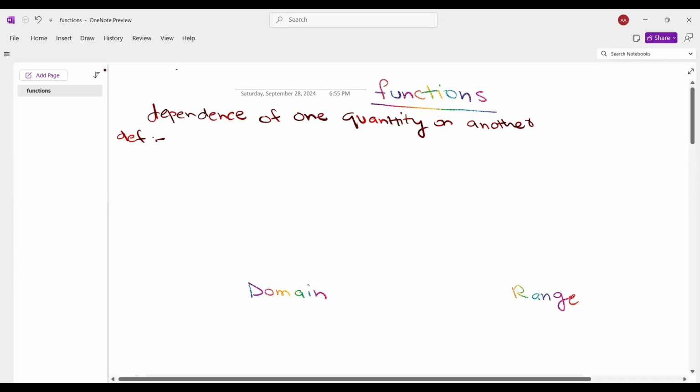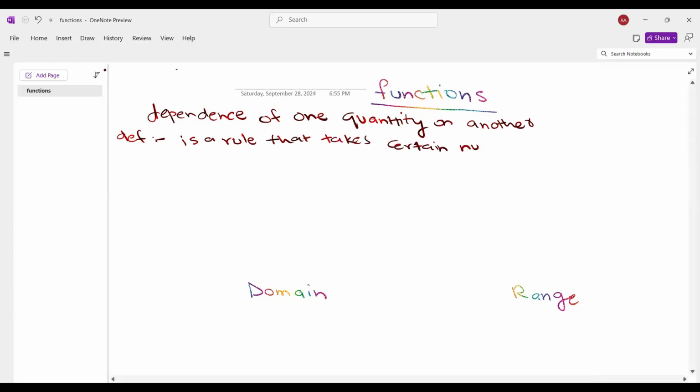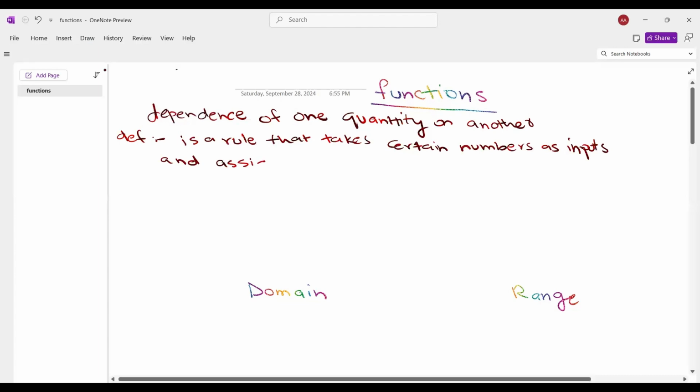that it is a rule that takes certain numbers as inputs and assigns to each a definite output. So let's understand it more specifically.